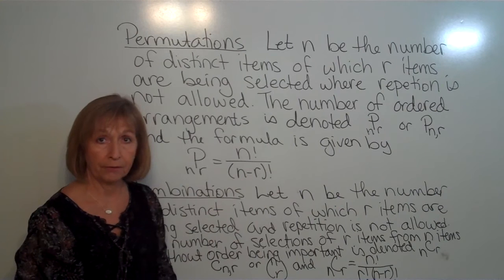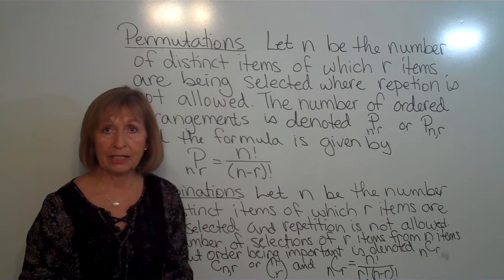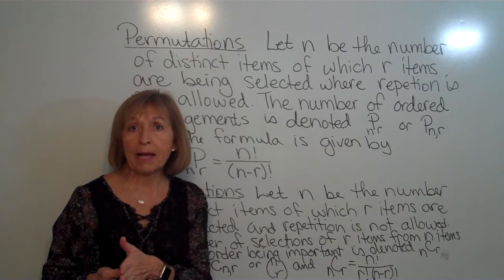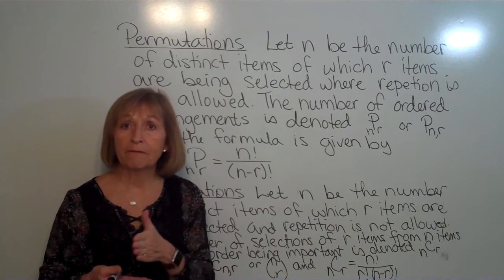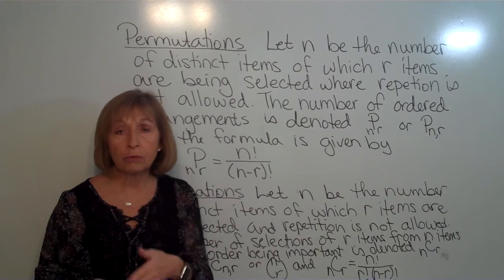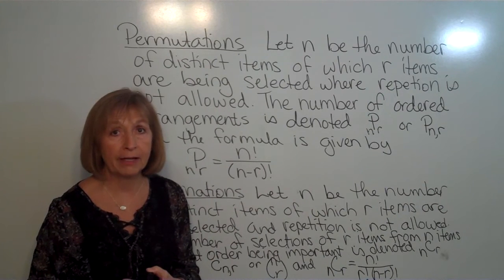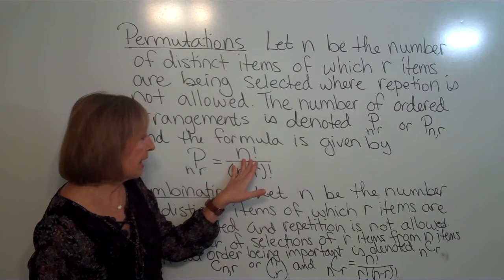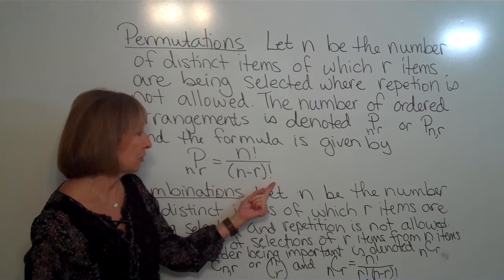Now when we're looking at this formula, I want to use the factorial notation. n factorial means to take that number and multiply it by all the natural numbers below it. So for example, 5 factorial would be 5 times 4 times 3 times 2 times 1. 1 factorial would just be 1. And by definition, 0 factorial is equal to 1. Now that's what the factorial is. So I have n factorial in the numerator divided by, in parentheses, n minus r factorial.